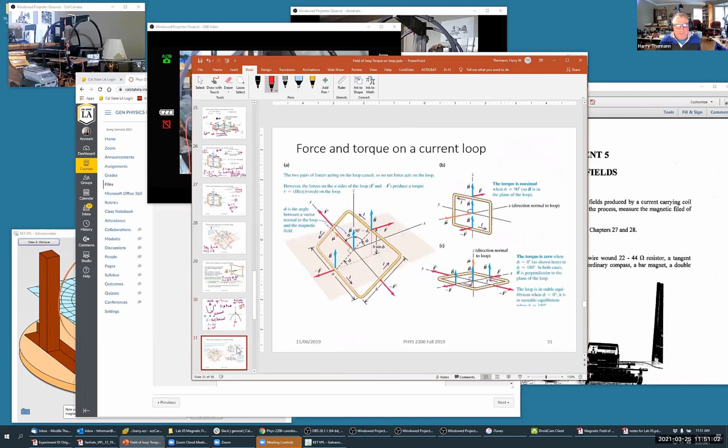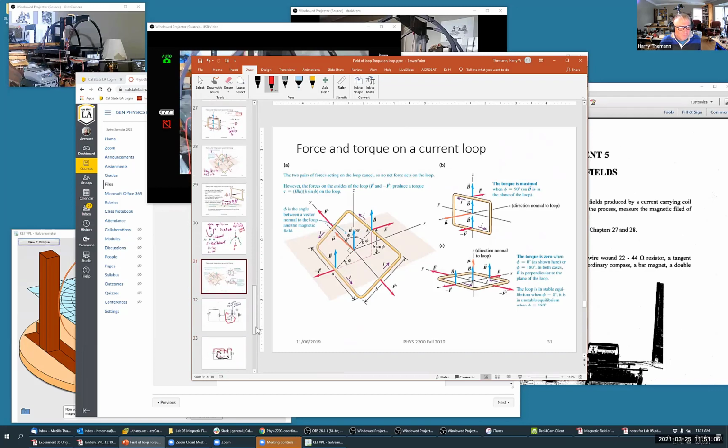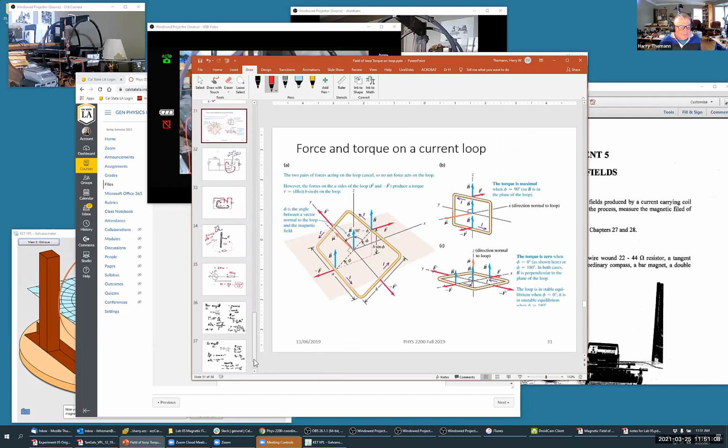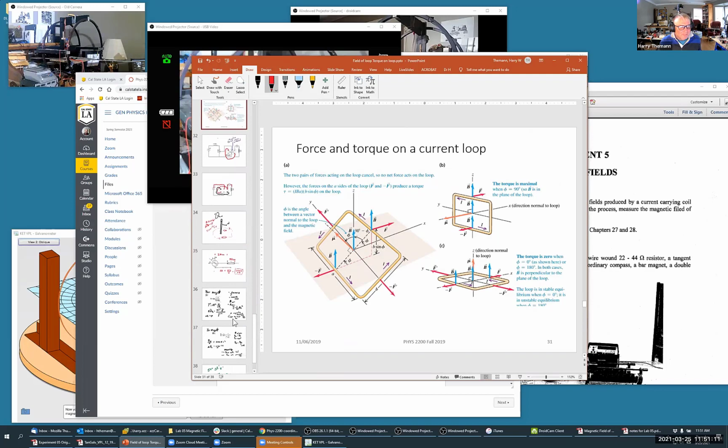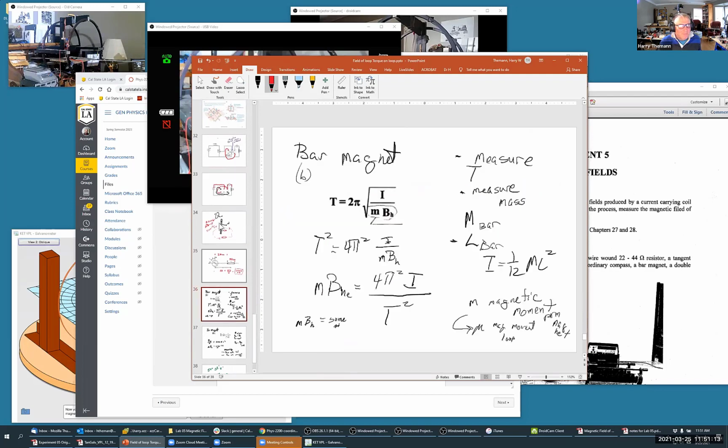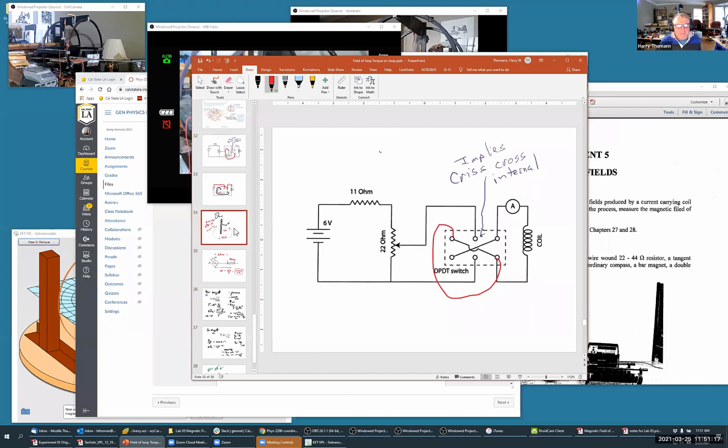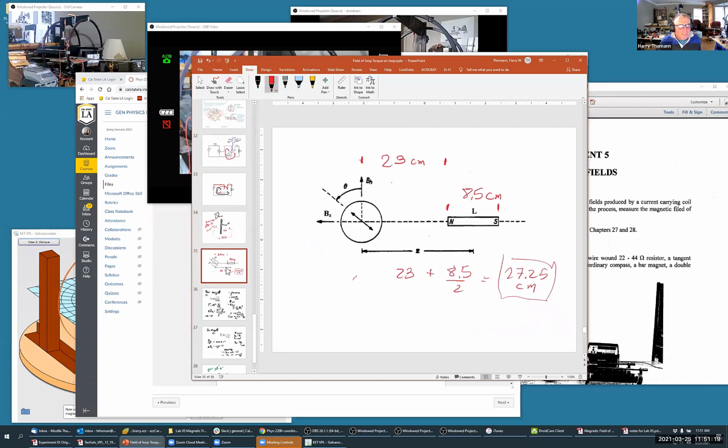Okay, so right, and this is just a generalization of it, a summary of what we went over. And these are notes that I don't remember if I wrote last week. Oh no, the bar magnet. Okay. So the bar magnet, we do this first.